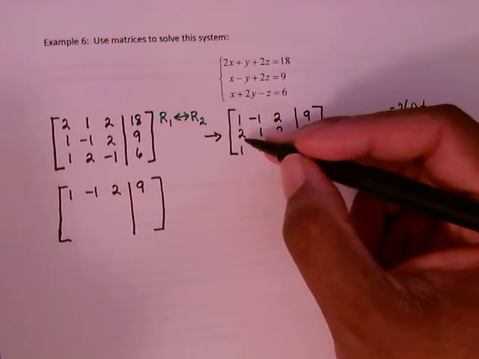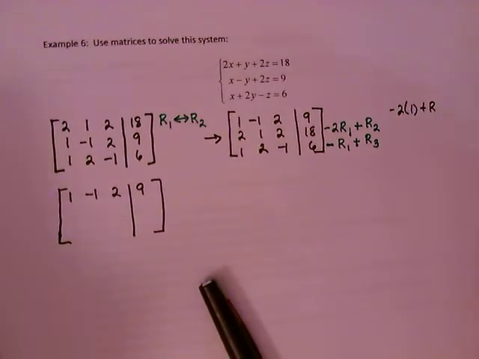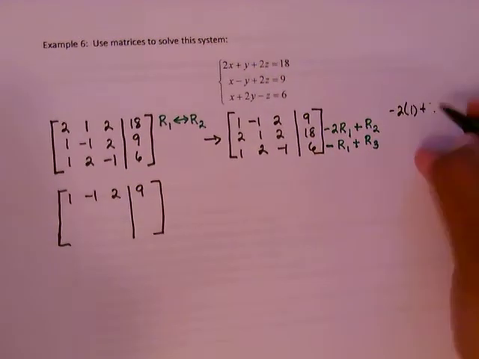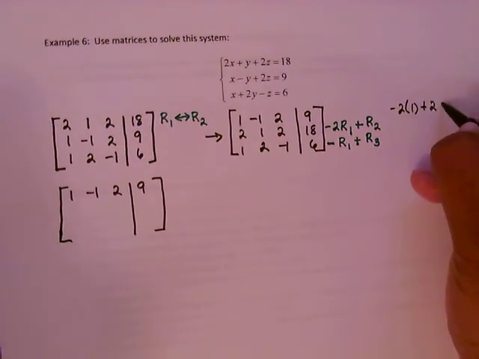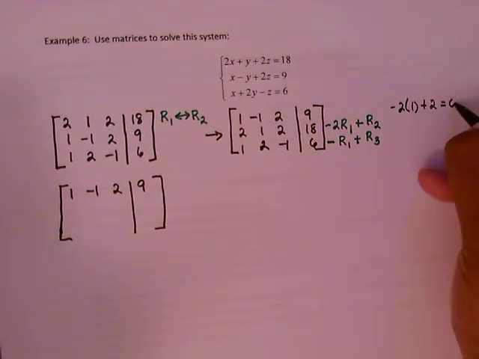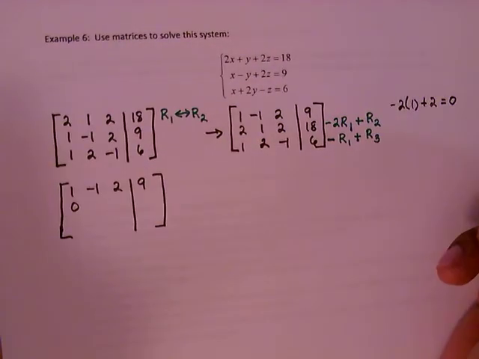plus the corresponding element in row 2, which is 2. So I got negative 2 times 1 plus 2. Well, negative 2 times 1 is negative 2. Negative 2 plus 2 is 0. So that 0 goes here, which is what I want.